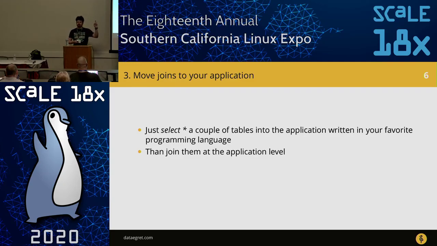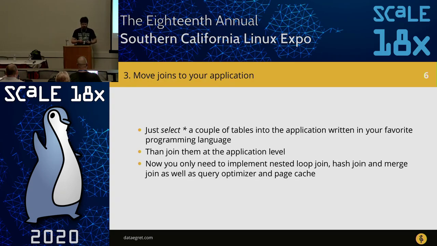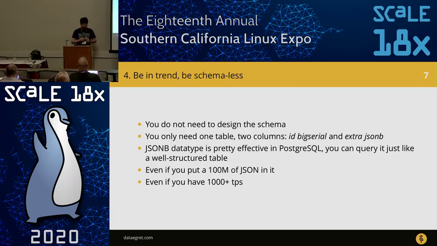Now follow a few simple steps. Now you need to implement nested loop join, hash join, merge join, and some stupid thing called query optimizer on page cache. So after that is accomplished, you will be an author of a new database. That's yay, that's very good.